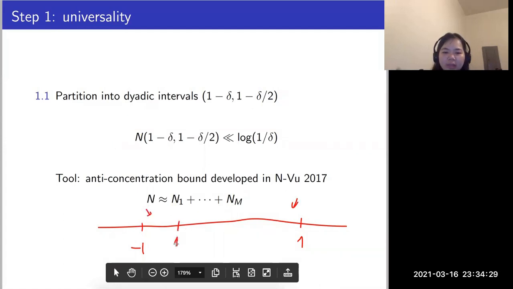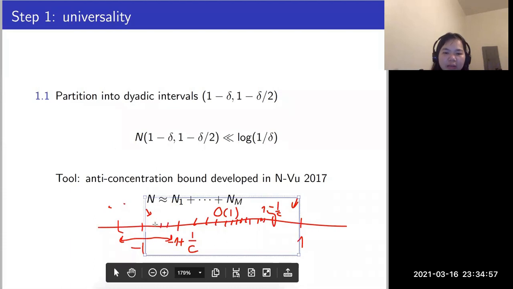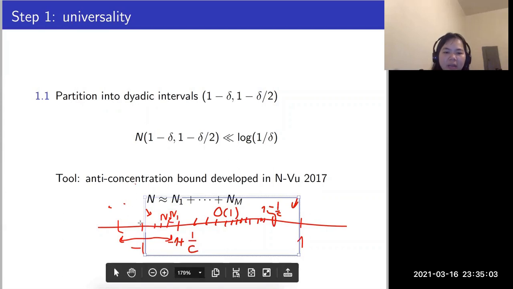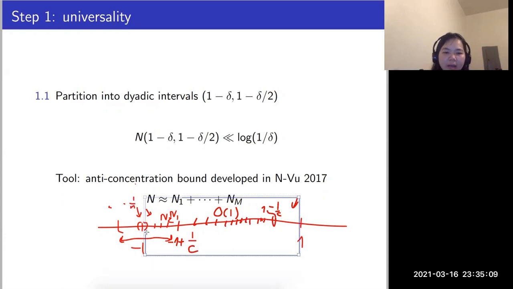So here is -1 plus 1 over c, and here is 1 minus 1 over c. In this interval, there are almost no roots, only an order 1 number of roots, so we can forget about them. They will become negligible. So we only focus on a small interval between -1 and 1. Now, in each of these small intervals, we'll divide into dyadic intervals. So this is n1, n2, and so on. And we stop at radius 1 over n.